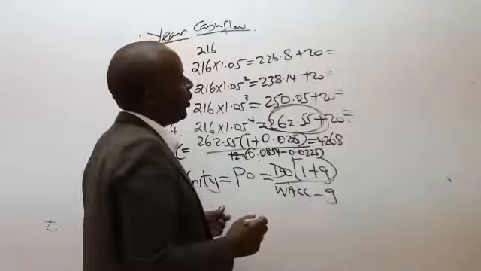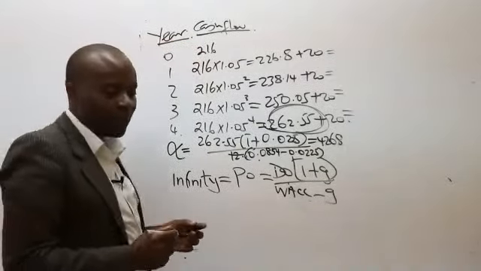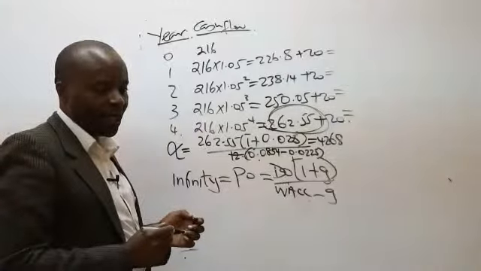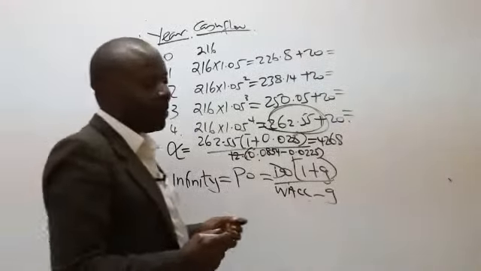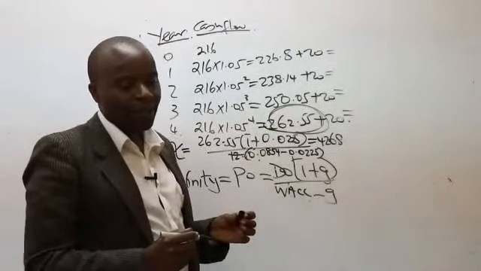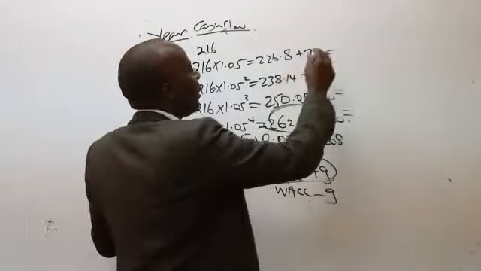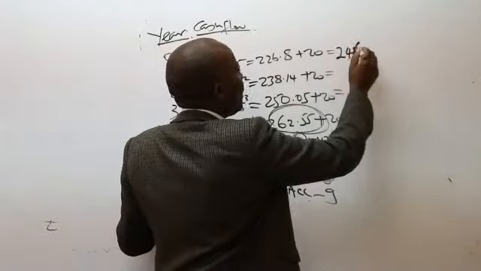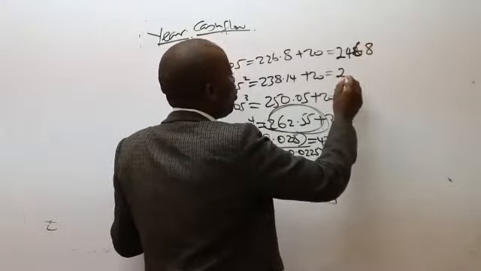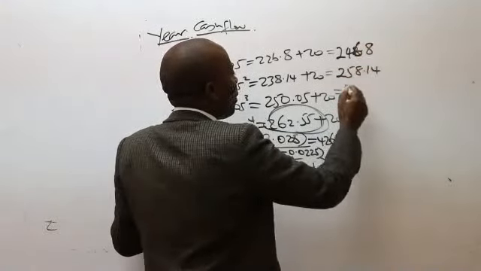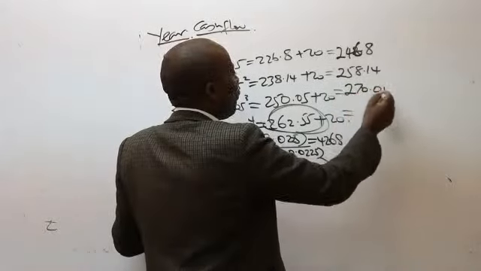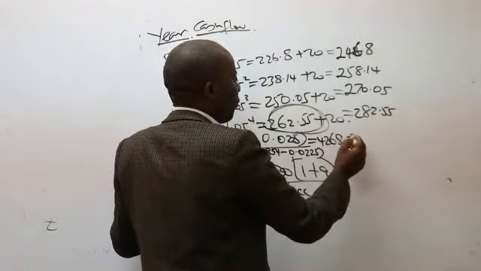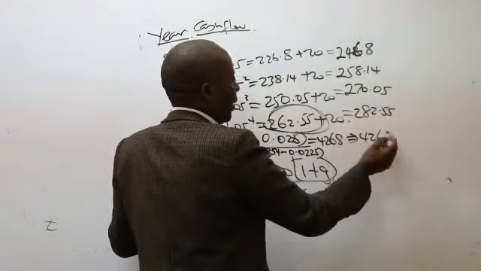Please give us the new figures now. Abracadabra. Akigunda gives me 246.8. The second one will be 258.14. 270.05. 282.55. This one, of course, will remain the same. 42.68, like that.